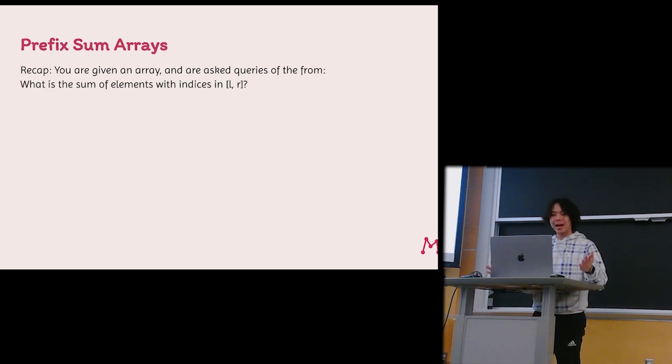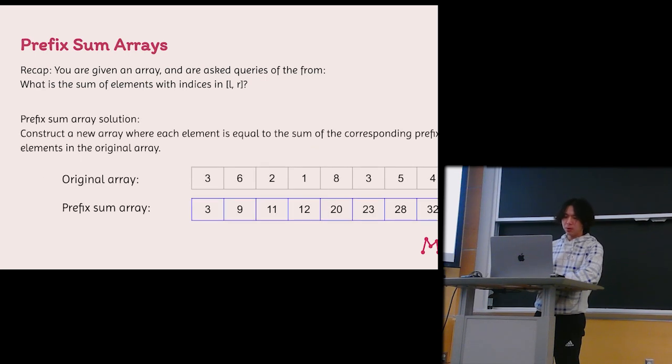So to recap, we are given the problem where if you have an array of numbers, you're trying to find the sum for each query between some range like L and R. So the prefix sum array solution is that we basically construct a new array where each element, instead of its original value, is actually the sum of the entire prefix. So here in the first position, we just have 3 itself, so the prefix sum is just 3. The second one, we had 3 plus 6, which gives us 9.